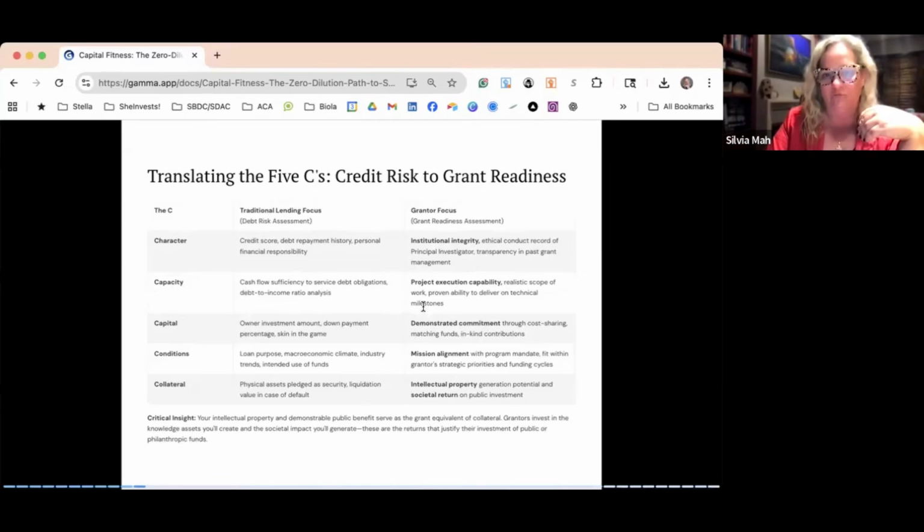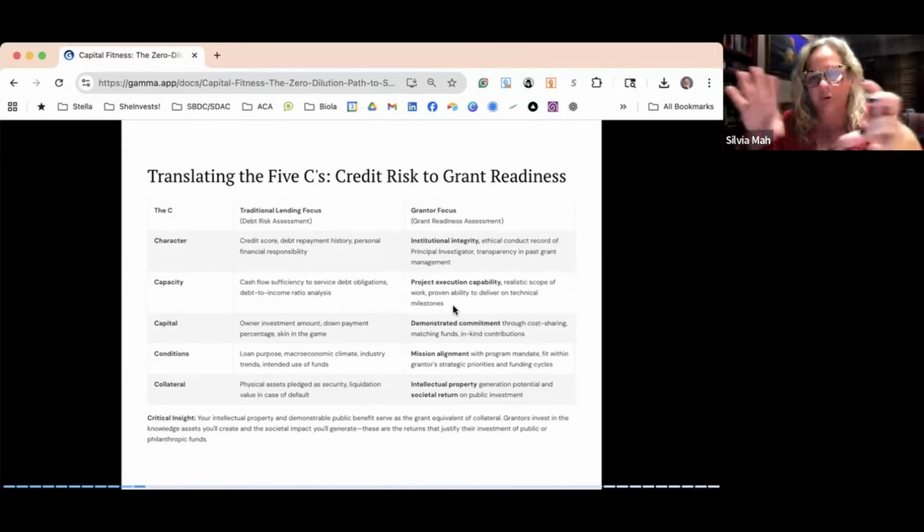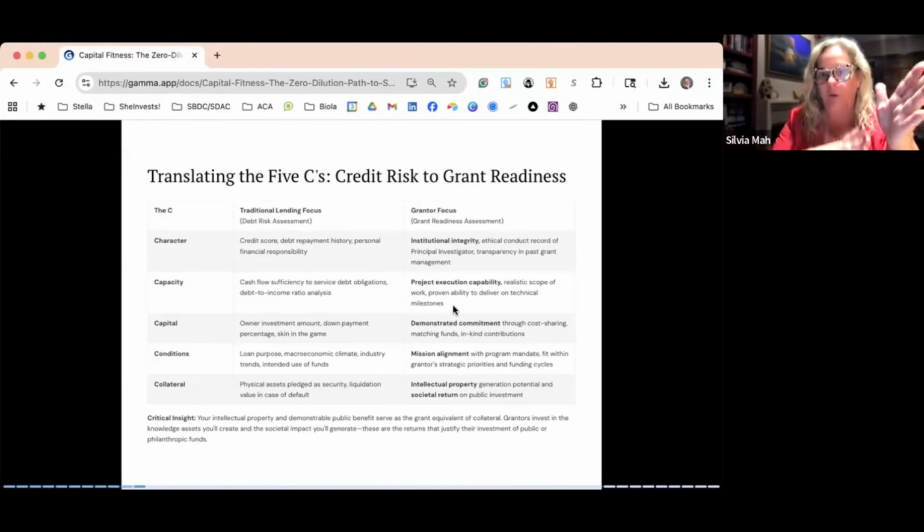But looking at the grant readiness assessment, you have project execution capabilities. So realistic scope of work, proven ability to deliver on technical milestones. And that's part of what your narrative would be like: look, we were able to go from here to here on this technical milestone because we had, let's say, a connection with a university. We were able to execute it within 6 months. That's like, okay, you got it done.